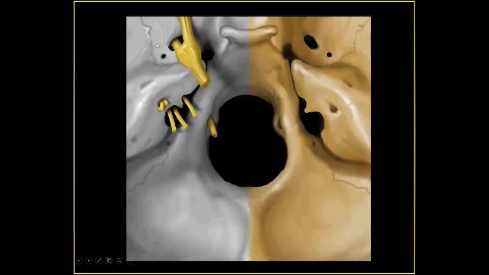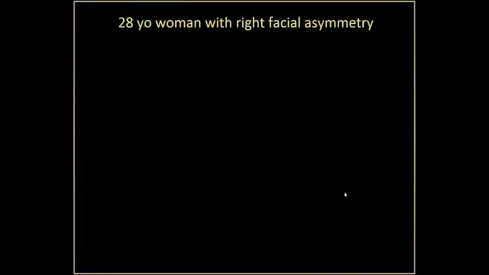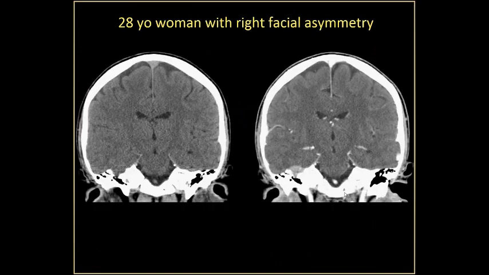All right, so far we've looked at the central skull base, we've looked at the foramen ovale, spinosum. So let's move on and look at some of the more posterior foramina of the skull base. So case 8, this is a 29-year-old woman with right facial asymmetry. Here are images from her non-contrast and post-contrast CT.